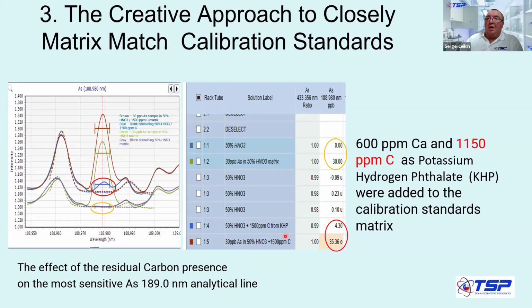So how to counter that? The carbon was introduced to the set of calibration standards in the form of potassium hydrogen phthalate, and that would matrix match the sample and eliminated this high bias that would come from carbon interference. In addition, we added a few hundred ppm of calcium, because calcium is present in any plant sample, and that also affected the elevation of the background. So that was coming from calcium. That helped as well.